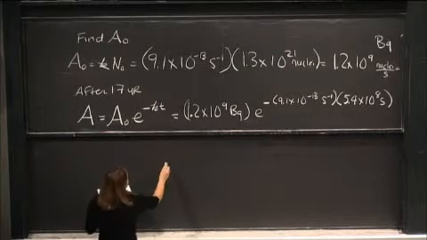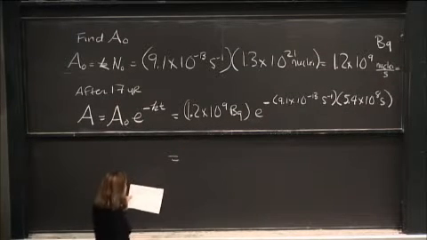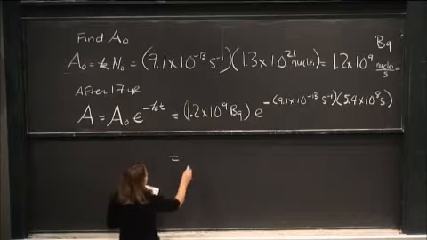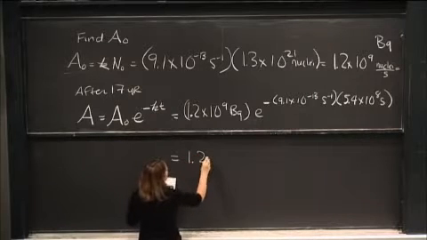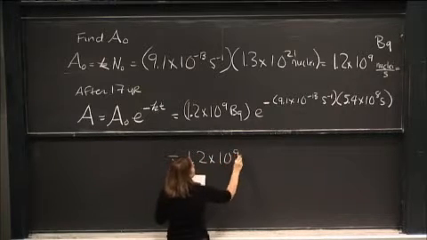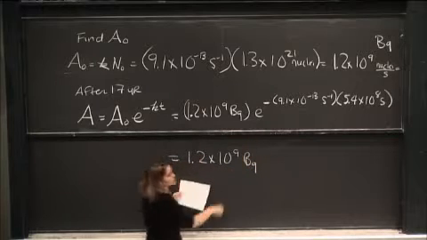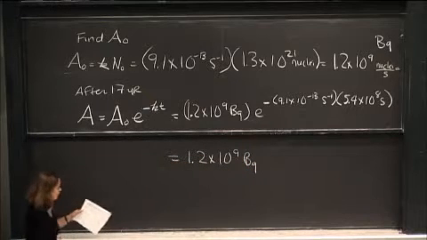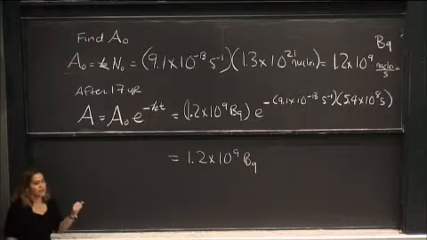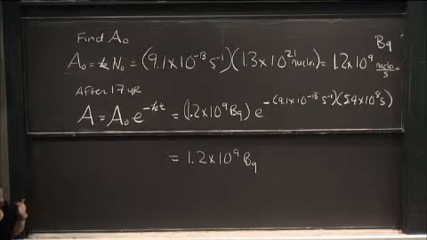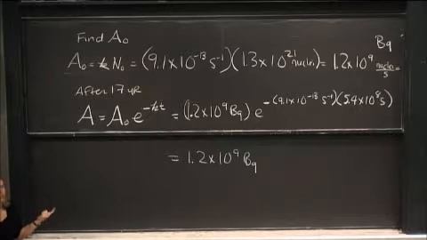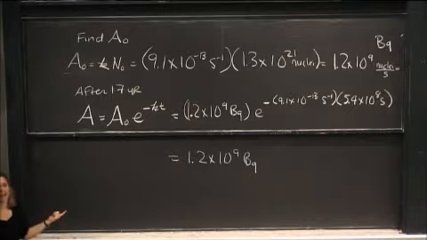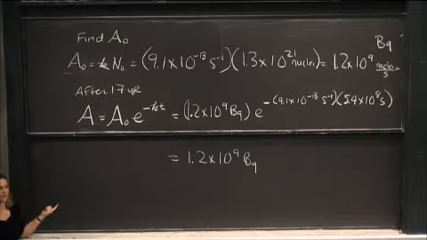And so this term, if we do the math out here with the number of significant figures, we find that that equals 1.2 times 10 to the 9 Bq. That term is insignificant in our problem. So the original radioactivity and the activity after 17 years are the same in terms of the significant figures.